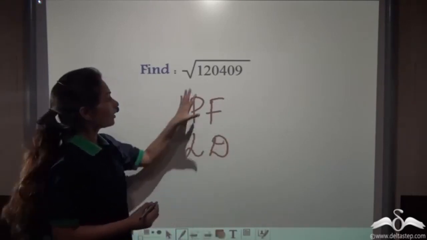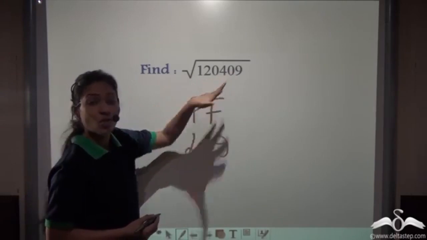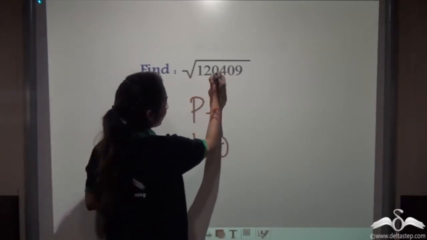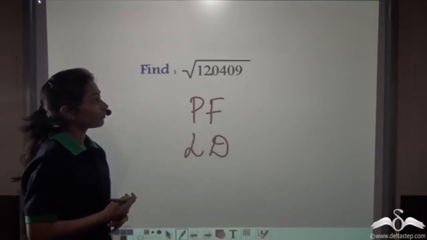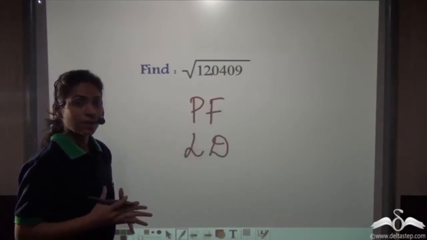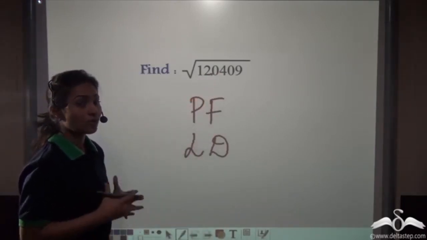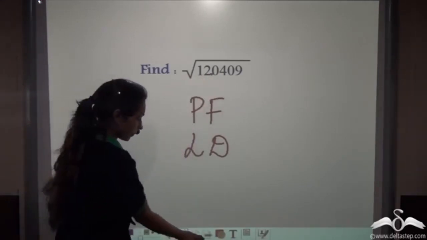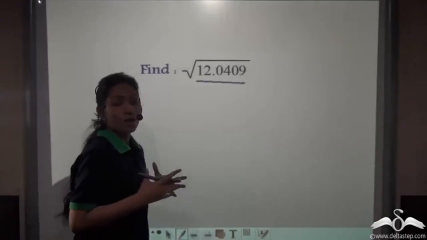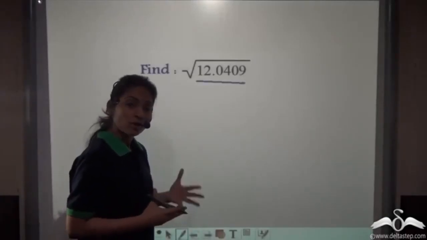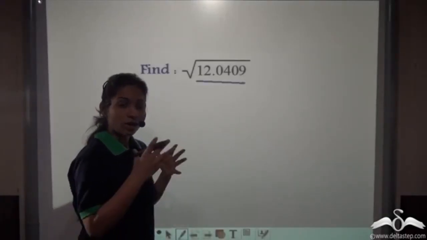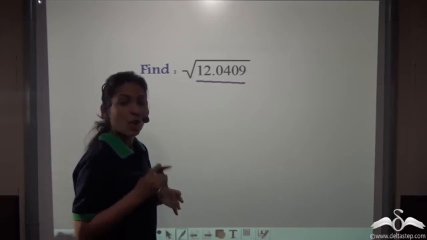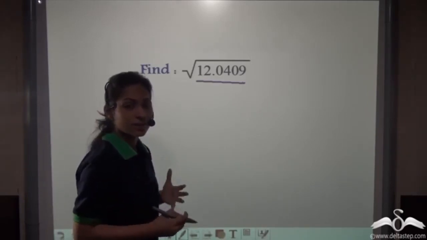But we know that numbers don't exist like this only. There may be a number, say 12.0409. Then what will you do? How do we find the square root of such a number? Let's see. Well, this can be found by the long division method again. Now the long division method remains the same, only slight differences are there. We'll see what they are.